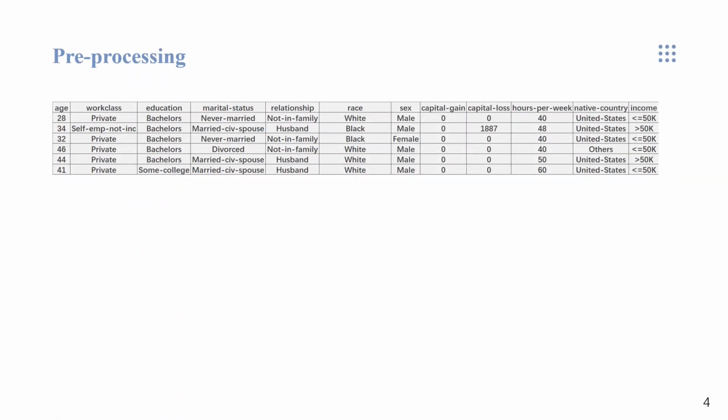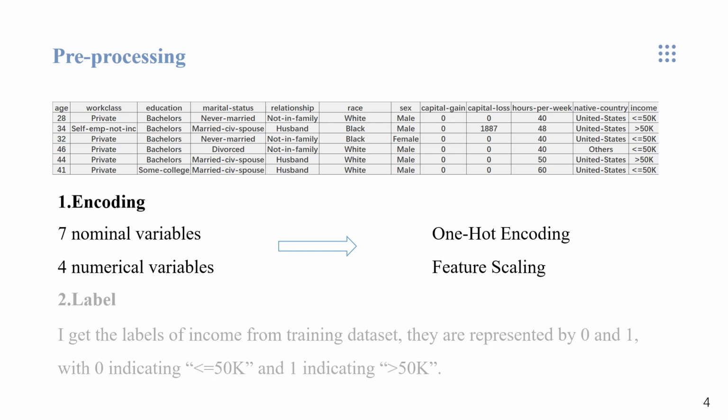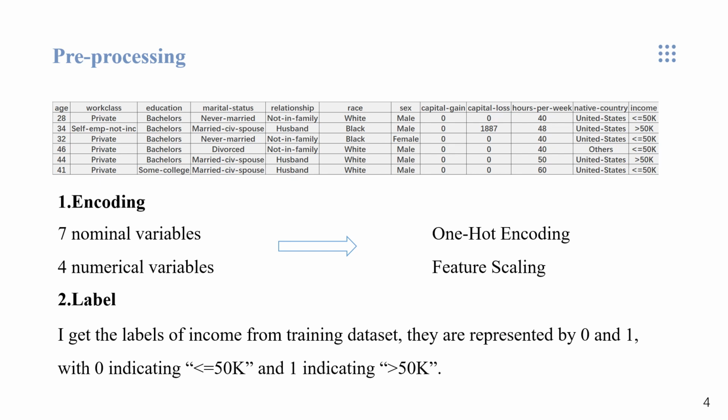There are 11 features in the training dataset, 7 of which are nominal variables, 4 of which are numerical variables. Before training the model, these nominal variables need to be transformed into a form that the model can understand. I use one-hot encoding and perform feature scaling on numerical variables. I get labels of income from the training dataset. They are represented by 0 and 1.